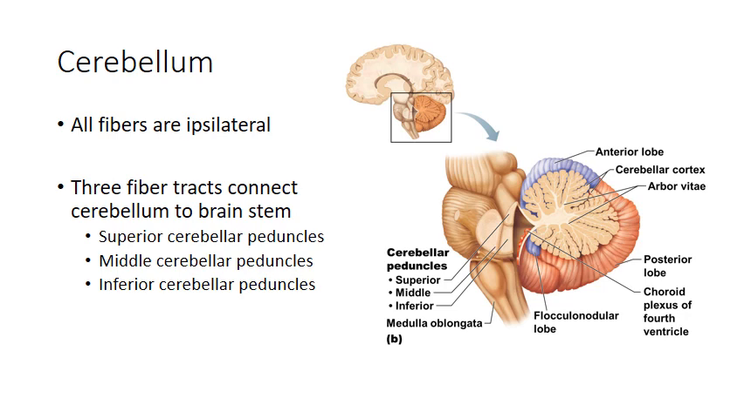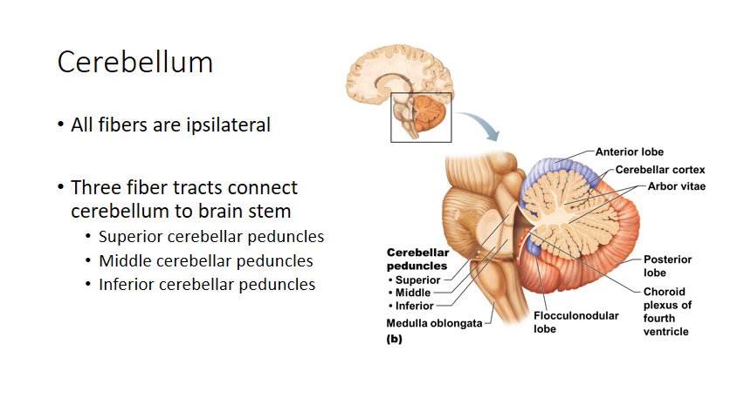A few more little points about the cerebellum here. The cerebellum is going to have all of its fibers being ipsilateral, which means that they serve the same side of the body. Fibers on the right side of the cerebellum are going to go to the right side of the body, and fibers from the left side of the cerebellum are going to go to the left side of the body. So they do not cross over. They are not contralateral here.